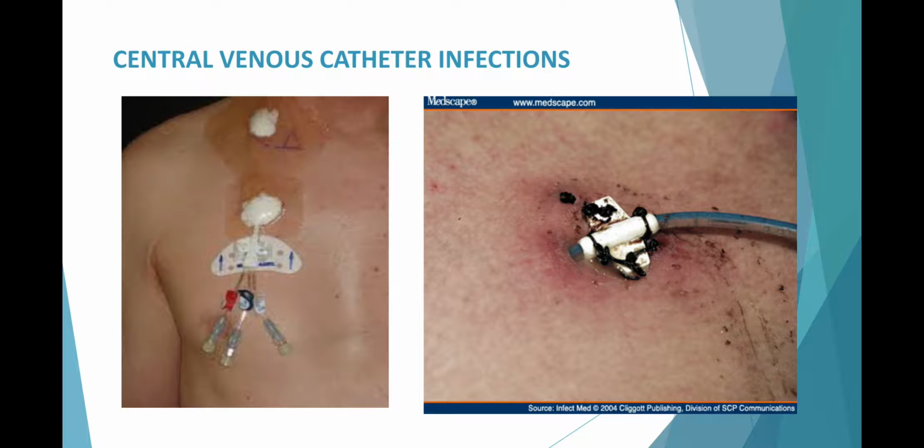You see in this slide, this catheter here, there are no signs of infection, no erythema, no discharge, no swelling. But look at this slide. Here, this is erythema around the site of insertion.